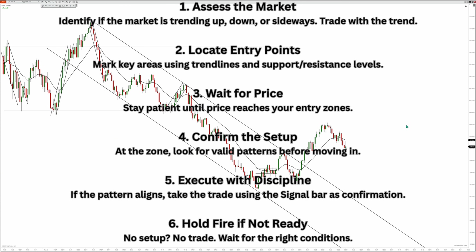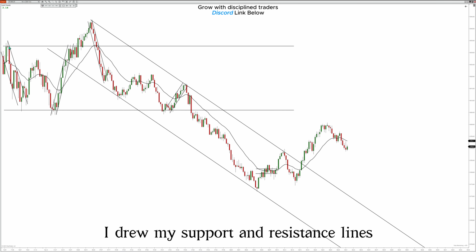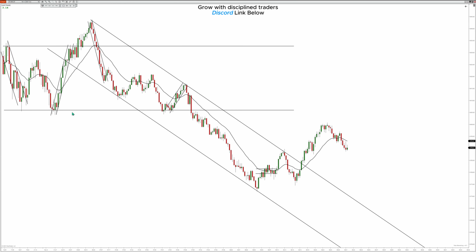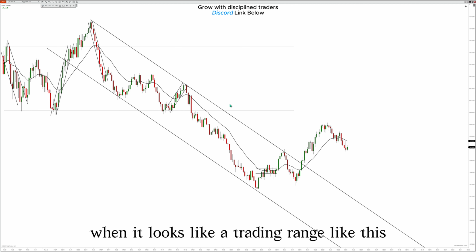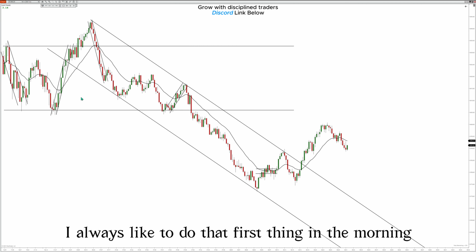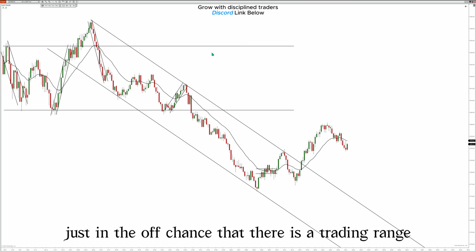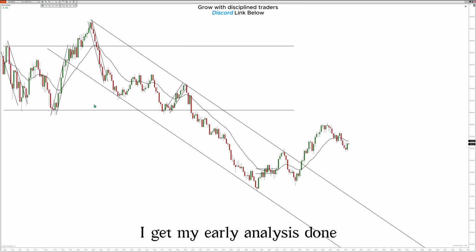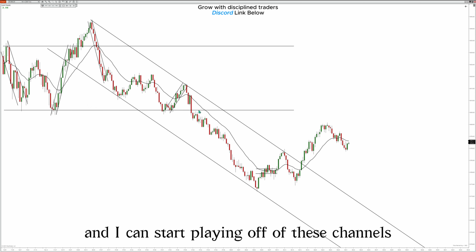ES E-mini futures 2000 tick chart using price action rules and market geometry to determine where to enter for high probability setups. So when I came into the market this morning, I drew my support and resistance lines. When it looks like a trading range like this, I always like to do that first thing in the morning, just in the off chance that there is a trading range. I get my early analysis done and I can start playing off of these channels immediately.